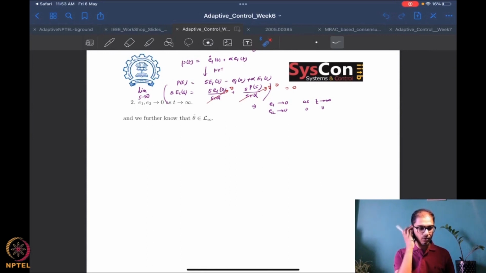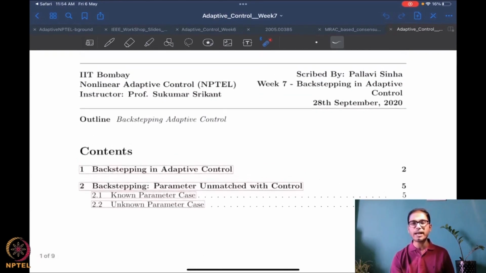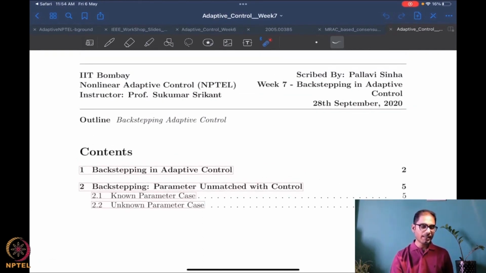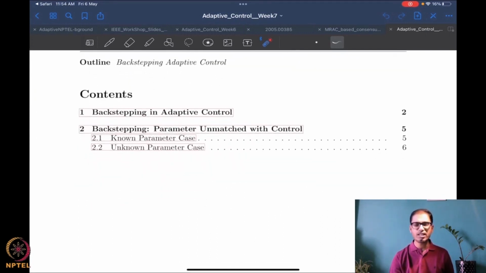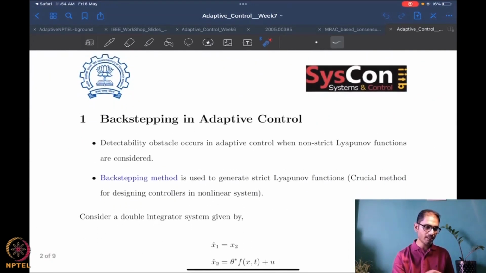Now, where we start off today is with the notion of backstepping in adaptive control. Backstepping is a very well-known and, by now, classical method in nonlinear control. All right. And in recent years, it has also gained a lot of popularity in the adaptive control community. So basically, this is where we start. Let me first mark the starting point of our lectures in week 7.